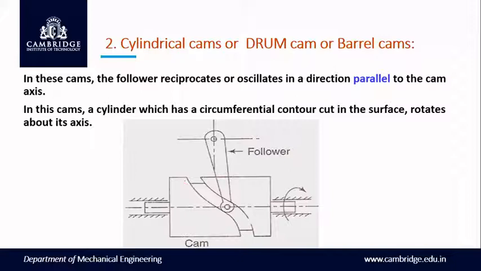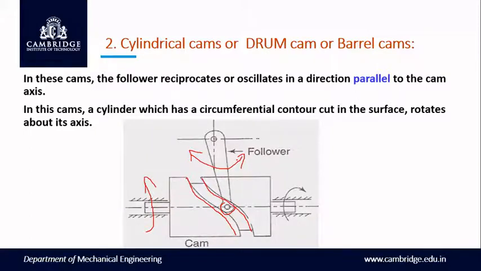In the diagram, if you see, we have a cylinder. On the circumference, we have a contour cut, right? We have a groove, and inside this groove, the follower pin will be placed. So when this cylinder starts to rotate about its own axis, because of this undercut, the follower will have oscillatory motion. Since the groove is cut on the circumference of the cylinder, the follower will have oscillatory motion.